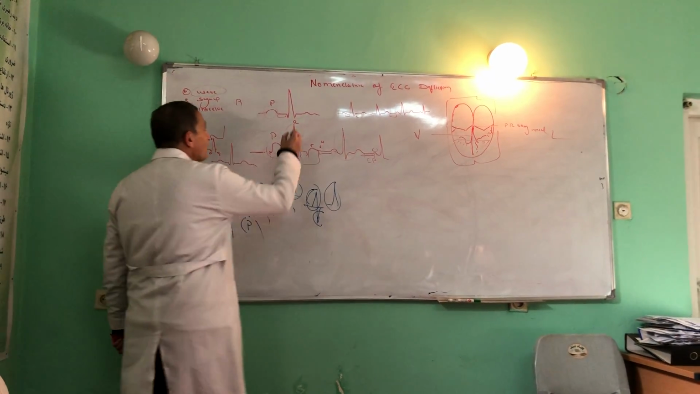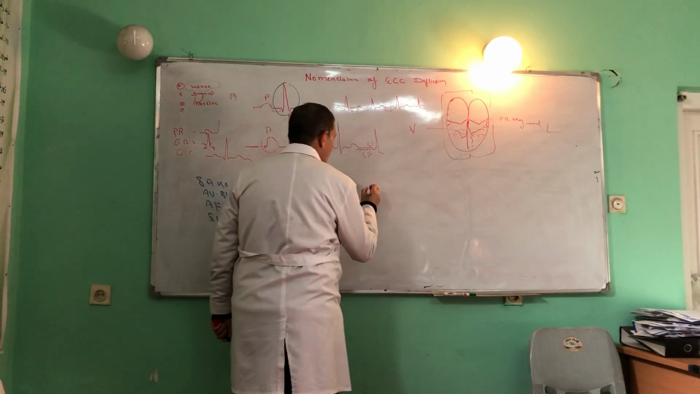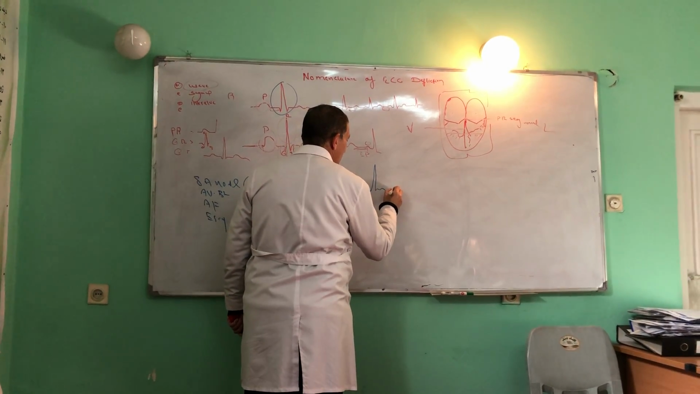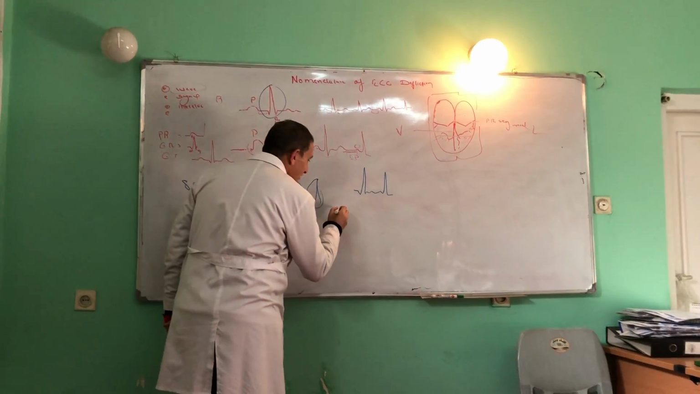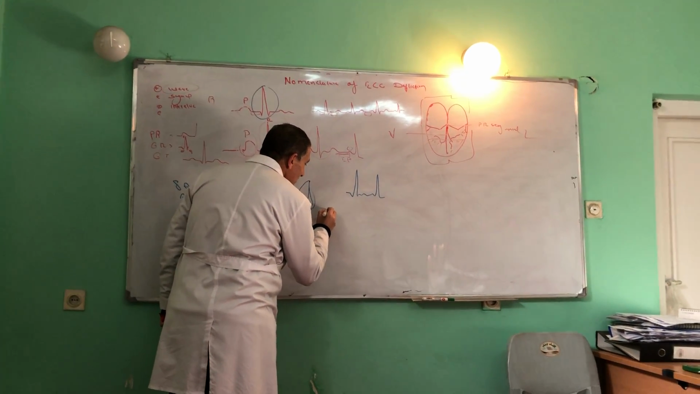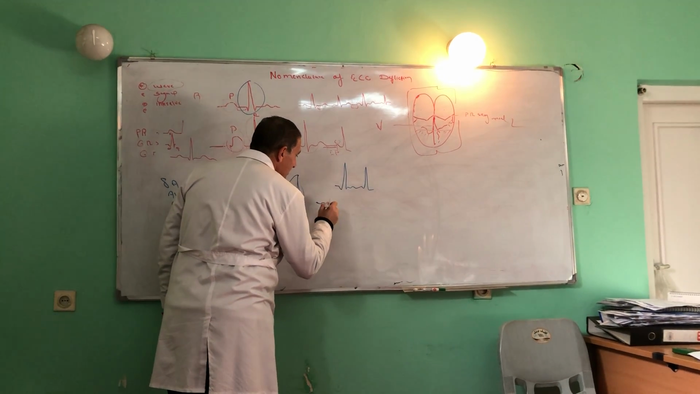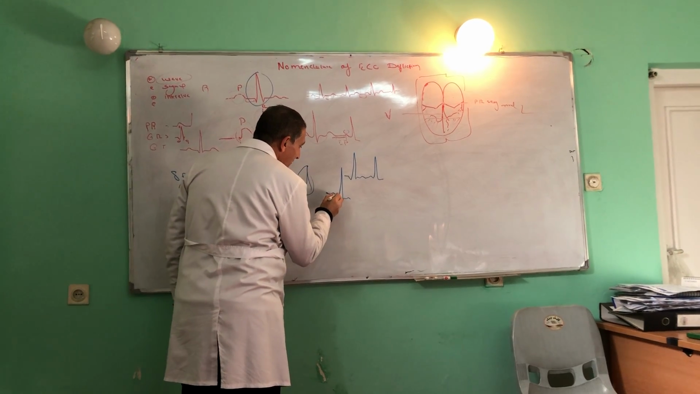Let's discuss the morphology of the QRS, a normal QRS complex. This is a normal QRS complex. How should I assign? First, you should assign this QRS complex. Now, what is this wave?